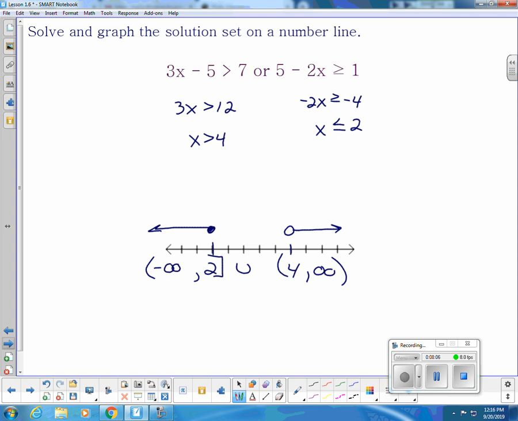Again, once in a while, these could go to an all real solution or an identity solution. But most of the time, you're going to get them split. And you just kind of solve them.